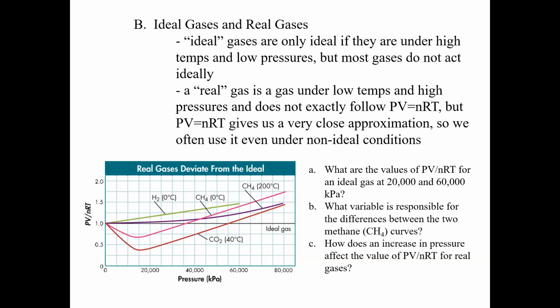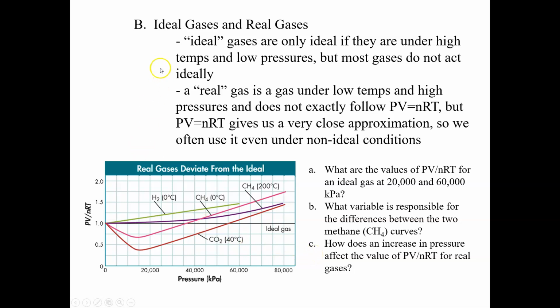And finally, how does an increase in pressure affect the PV over nRT for real gases? Well, at first it might make it go down, but what's the general trend most of the time? Okay, most of the time it goes up, it increases as you get more and more pressure.